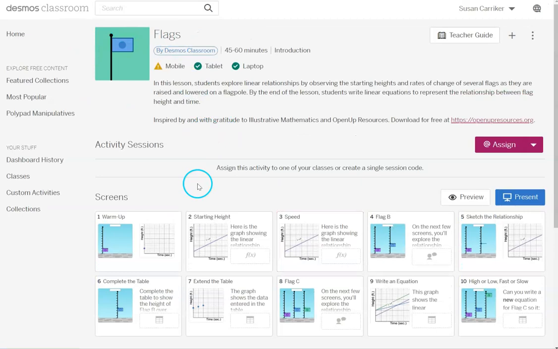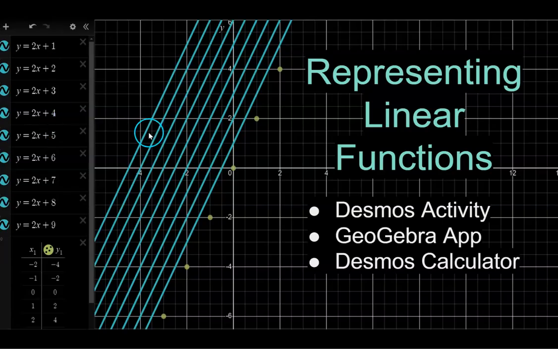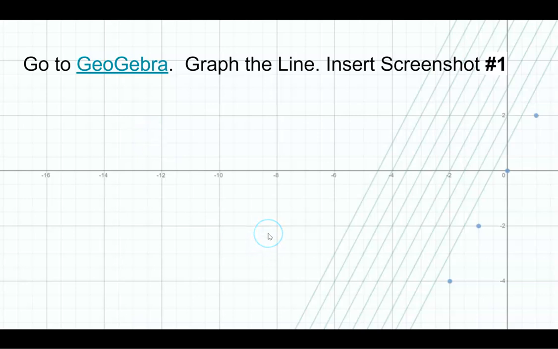And this activity, it says 45 to 60 minutes, but honestly, it should be somewhat of a review. So it should take less time. The next activity is GeoGebra, and this one should be quick. Graph a line and insert a screenshot. So there's really no work on these slides. It's just screenshots. So click here.